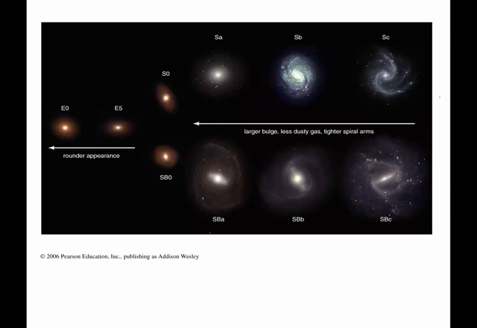The SBs, the barred spirals, same thing, very tight center, not very distinct arms around it. By the time you get to an SBB, a little bit more distinction in those arms, and an SBC, big, loose, looping, rotating arms.